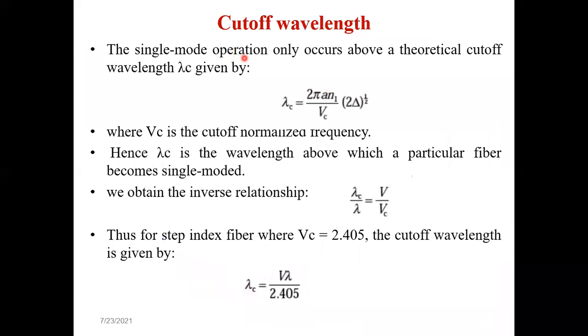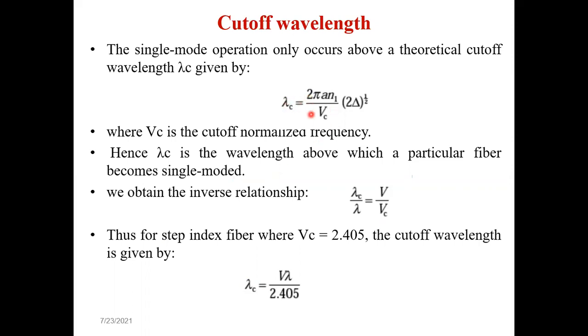So single mode operation occurs above a particular theoretical wavelength. That theoretical wavelength is lambda c, the cutoff wavelength. So if I'm finding the cutoff wavelength, I will put the cutoff normalized frequency in that formula. Lambda c is the wavelength above which a particular fiber becomes single mode. Suppose in some question they ask you to determine the cutoff wavelength above which the fiber becomes single mode. Even though I have a multi-mode fiber, if I'm operating above that particular wavelength, that fiber becomes single mode.